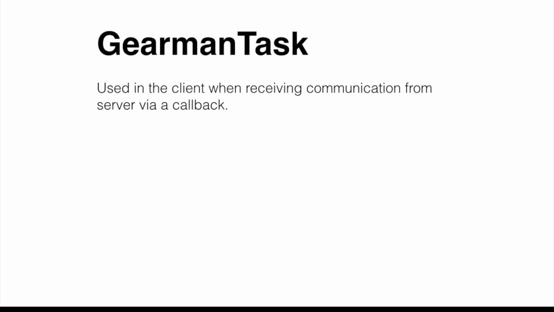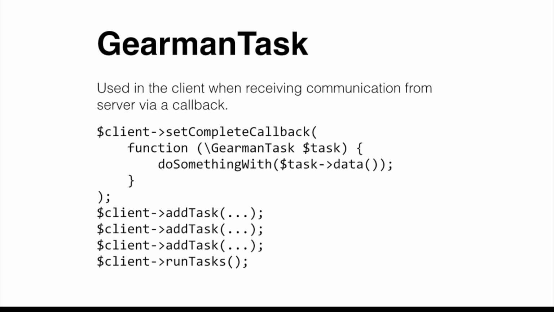So what we did earlier in the Gearman job, where we send back responses, the client uses callbacks, and the responses that appear for the client from the worker come in the form of a Gearman task. So here we have our client from earlier. We're telling it whenever you receive a complete message back from the worker, call this function. And then task is going to contain the data that was sent back from the worker.